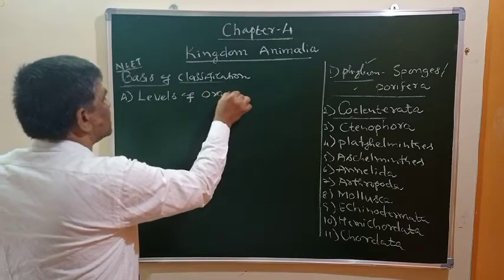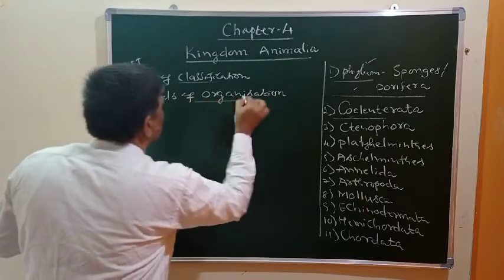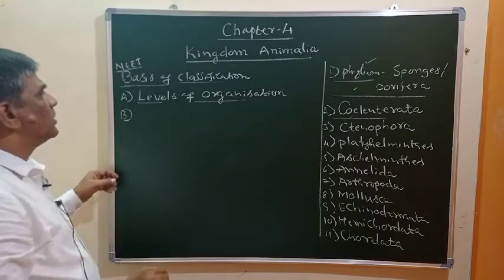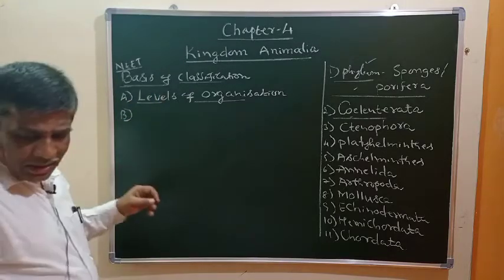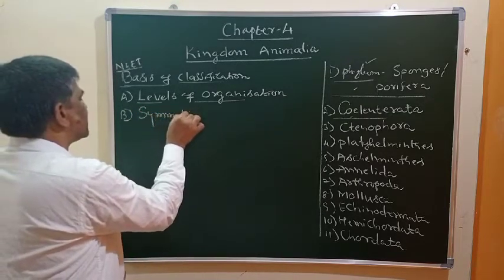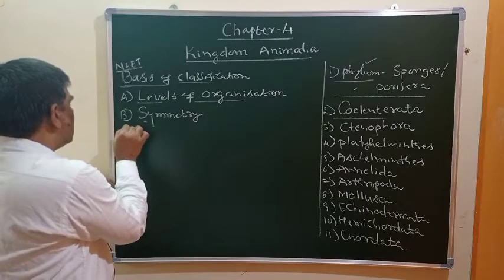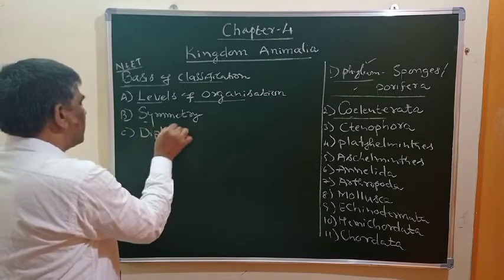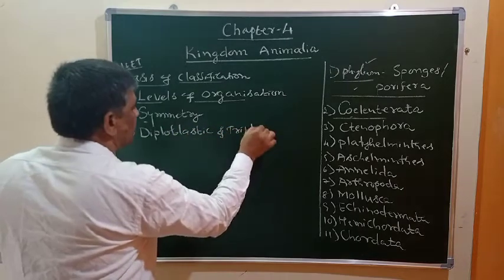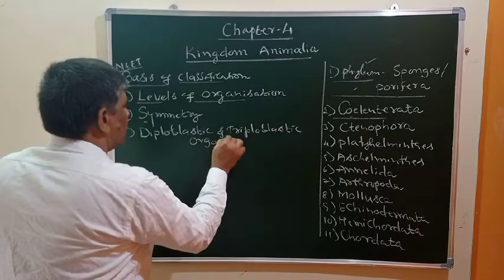Levels of organization is one of the important basis. So you have to understand the meaning of this levels of organization. I will list out all the basis first, and afterwards I will explain one by one. So levels of organization, and another one is called symmetry. Symmetry is another basis for classification, and the next one is diploblastic and triploblastic organization. So this is another one.